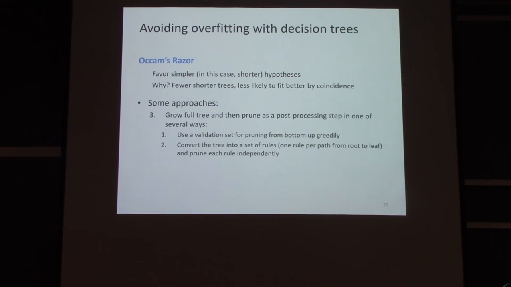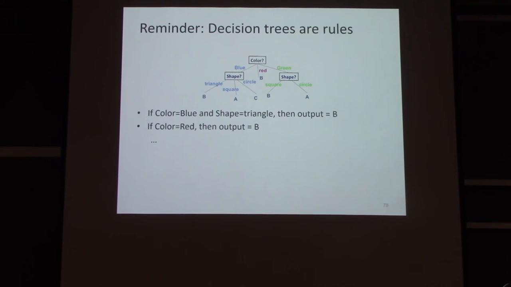One way of doing this is actually pretty neat. Remember that every decision tree can be seen as a collection of rules. So this tree here is a collection of rules, right? If the color is blue and the shape is a triangle, then the output is B. If the color is red, then the output is B, and so on. I can write it as just a bunch of rules, and instead of pruning nodes or pruning edges, you start pruning rules by using various heuristics, and some of the decision tree software libraries out there tend to do this. Are there any questions?